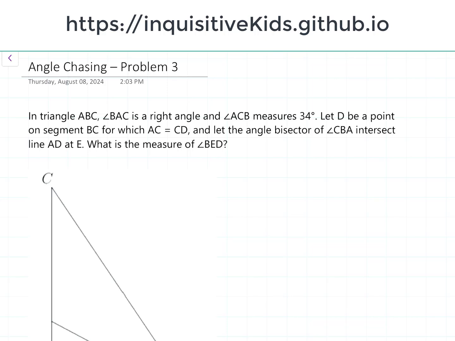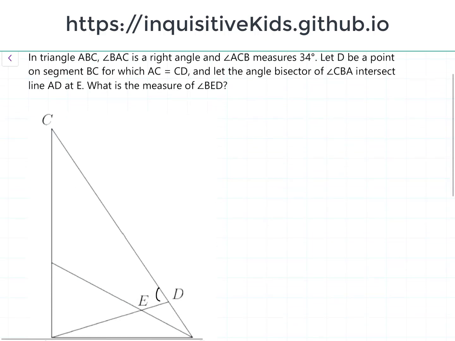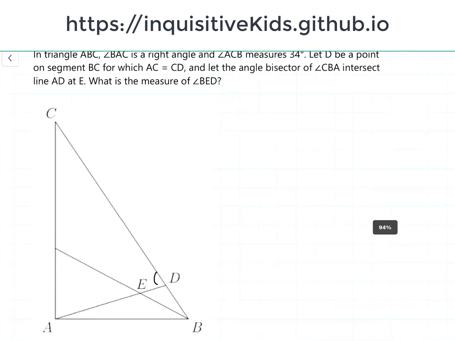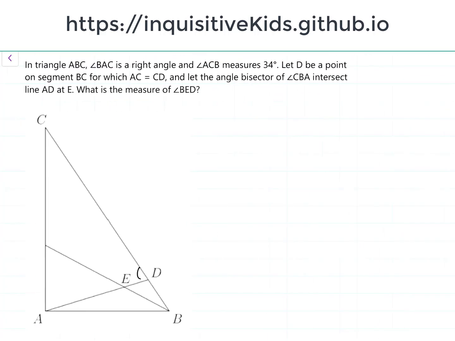Here is problem 3. In triangle ABC, angle BAC is a right angle and angle ACB measures 34 degrees. Let D be a point on segment BC for which AC is equal to CD, and let the angle bisector of angle CBA intersect line AD at E. What is the measure of angle BED? Pause the video and try to solve this on your own.